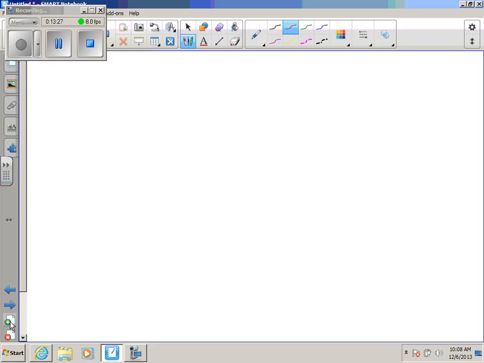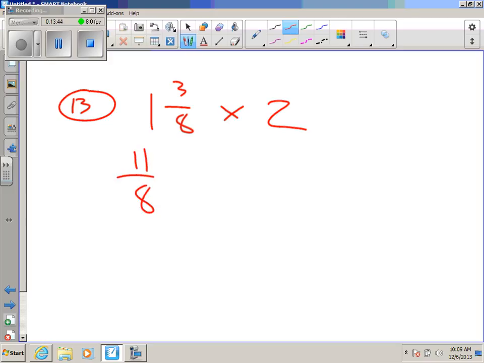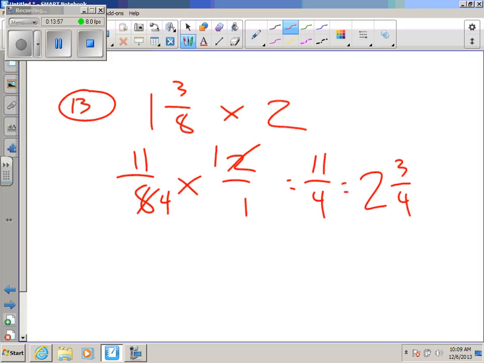13. We said that we were going to do what to solve this problem? We're going to multiply by 2 if we're going to double it. One of those questions, when am I going to need to know this? Well, if you plan on doing any cooking, you will. 8 plus 3 is 11 over 8 times 2 over 1. Everything in fraction form. 11 over 4, 2 and 3/4.